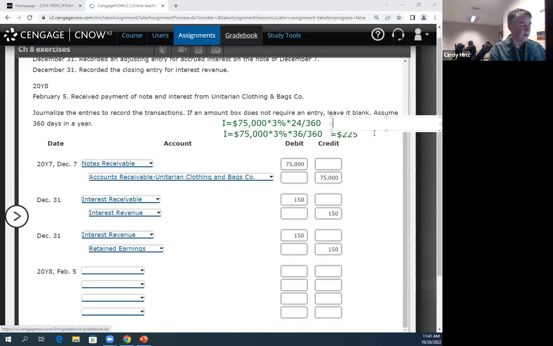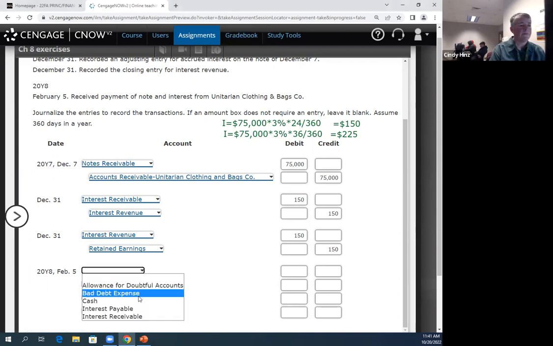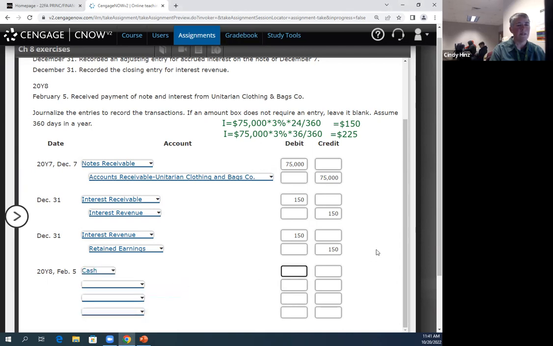So we already reported the $150 that was from December 7th to the 31st. They now owe us $225 more for January 1st through February 5th. Everyone okay with what those numbers represent? Okay. So how much are they going to pay us in total? I want to show the cash that we receive.